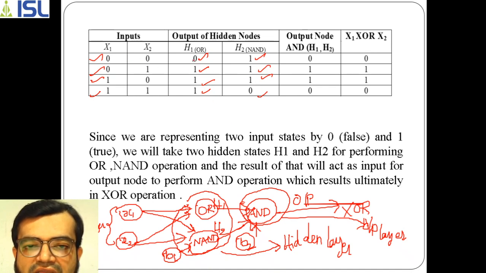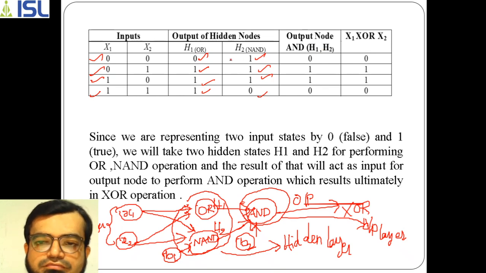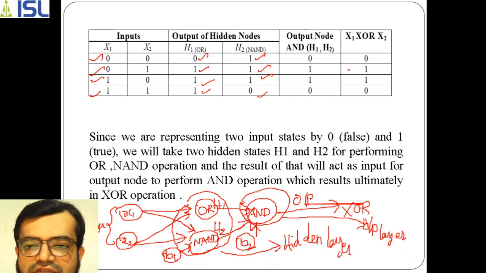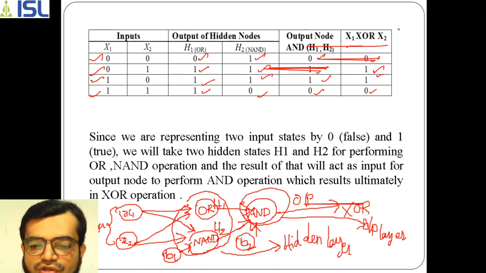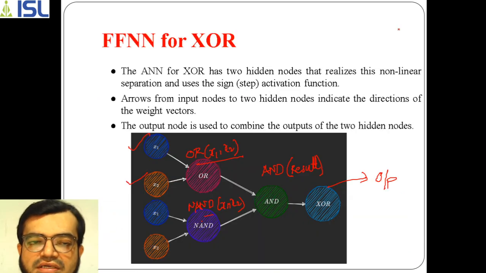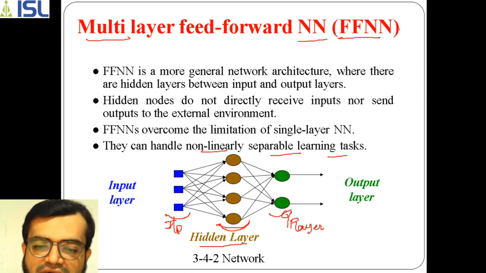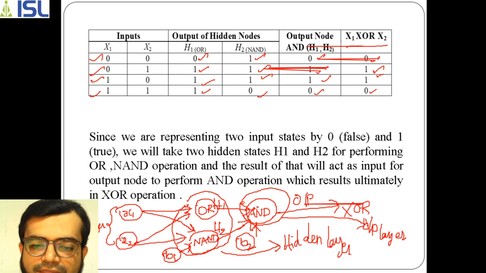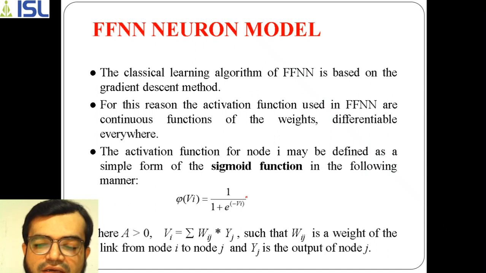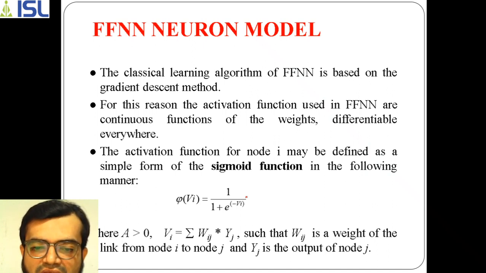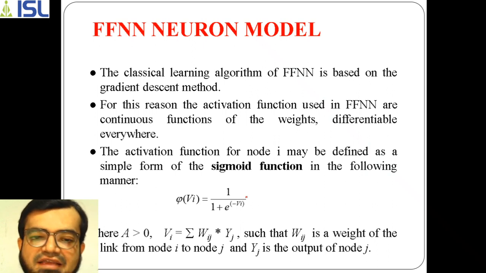Then we take these two outputs to perform AND of h1, h2. For the AND operation, only if both are true is the result true. So here it is true, here it is true, here it is false, and here it is false. Finally it gives 0 1 1 0, which is x1 XOR x2. So this problem has been overcome by a multi-layer feed forward network, with the help of a hidden layer.